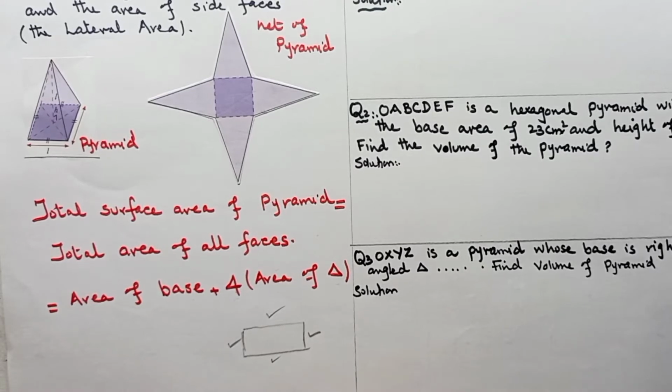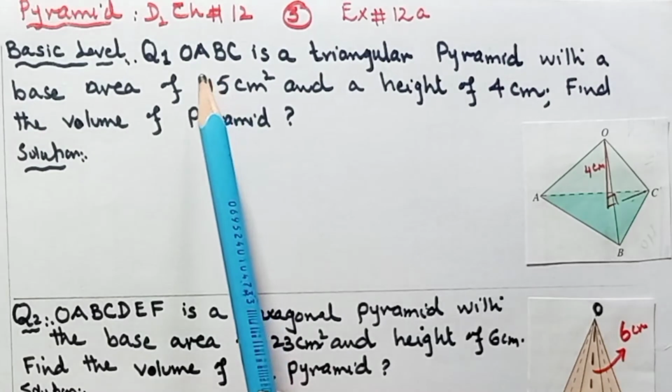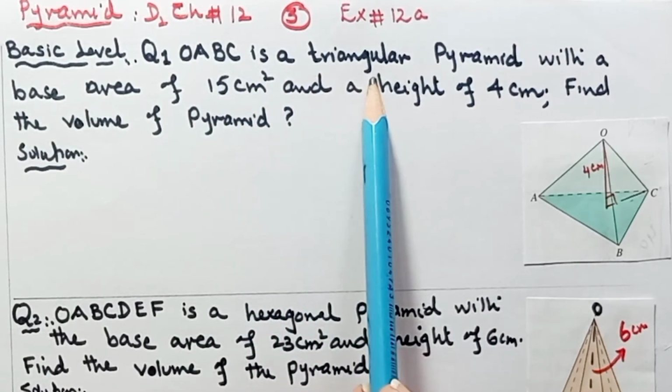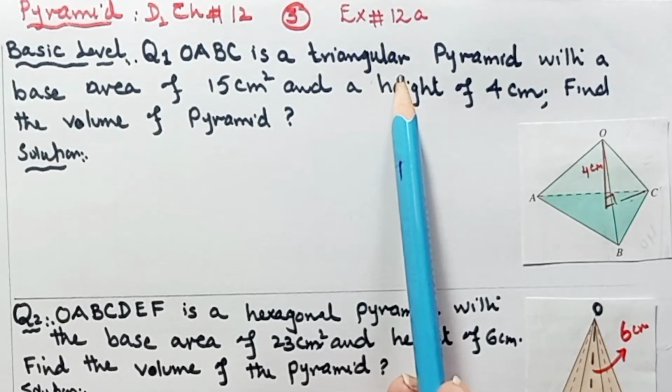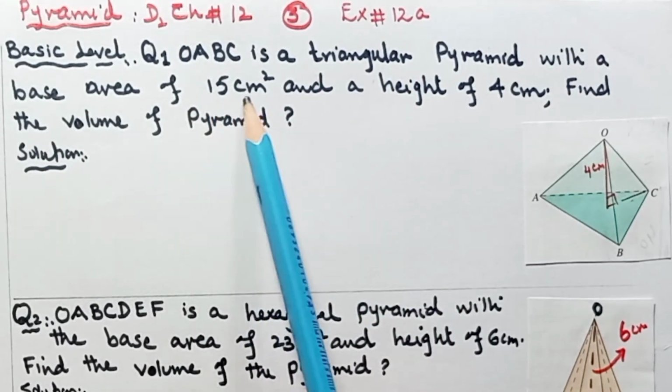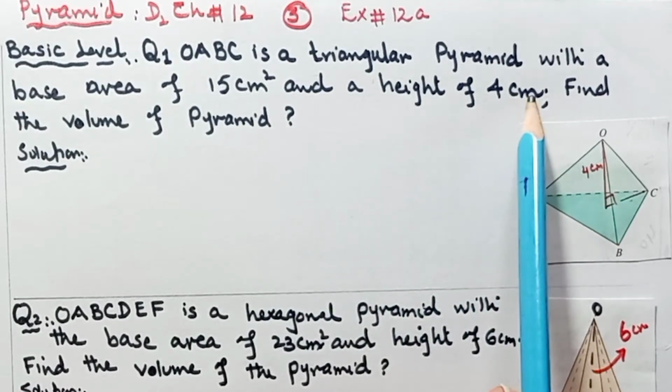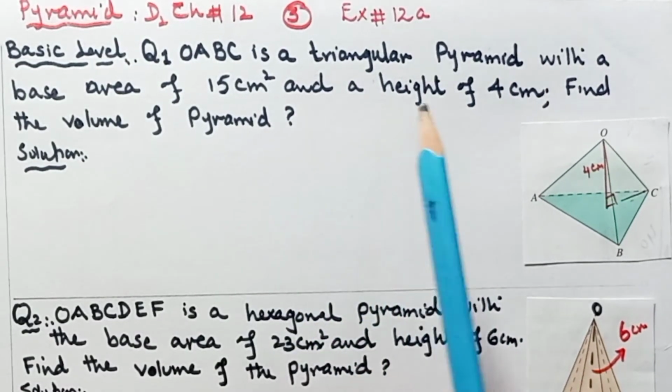I hope you are clear, and you have to keep this point in your mind for the discussion of the total surface area of the pyramids in the exercise, because this is one of the important concepts according to your O-level examination. Coming to the exercise, in this lesson, I will discuss basic level exercise 12A. Question 1 says OABC is a triangular pyramid with the base area 15 centimeters square and the height is 4 centimeter. Find the volume of triangular pyramid.